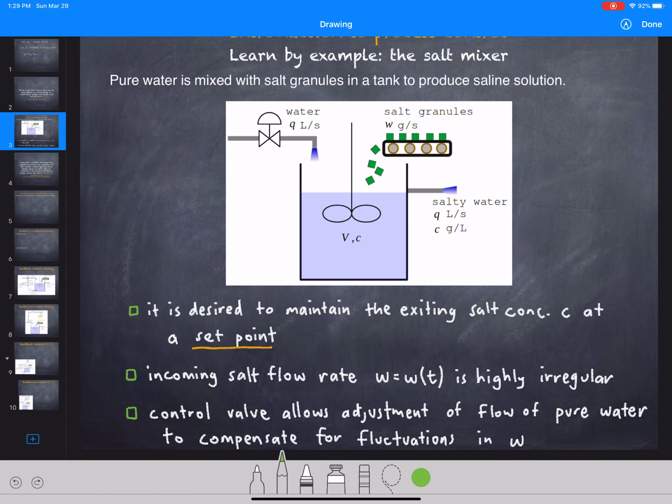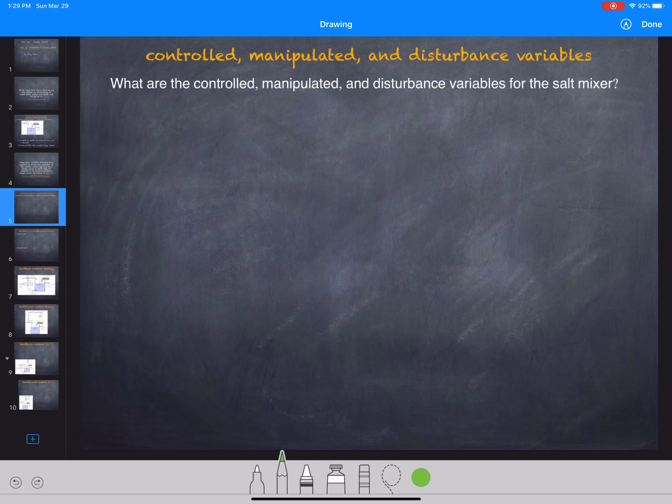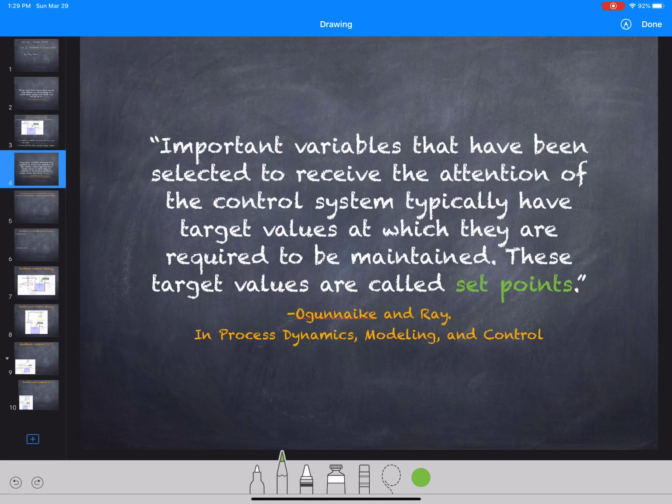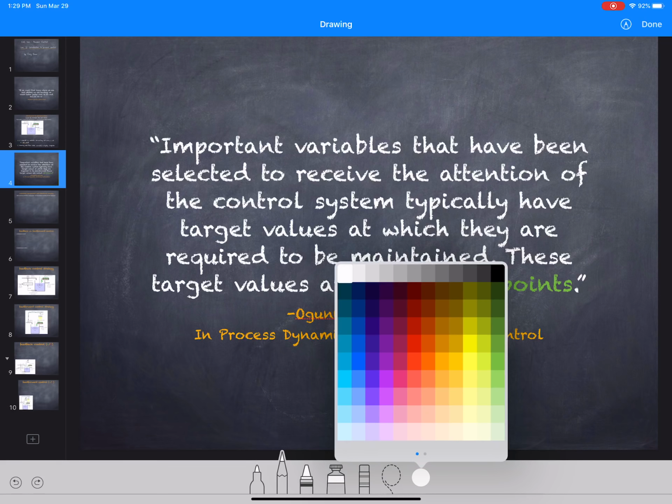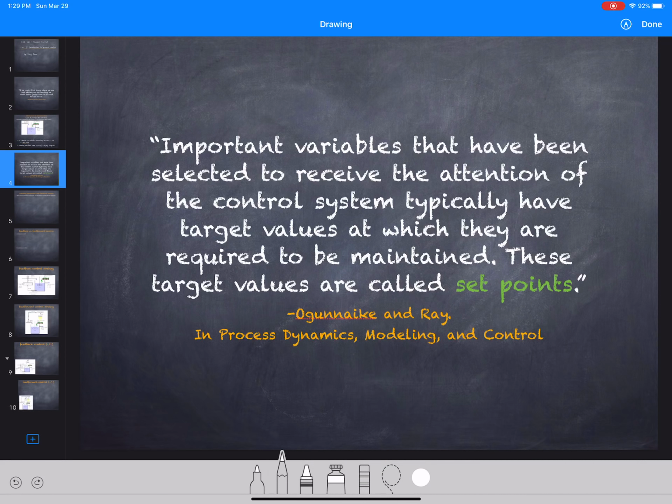Okay? And so with this setup, we can move on to describe the controlled, manipulated, and disturbance variables. And before I do that, I want to provide a quote that illustrates what a set point is in a more elegant way than I can provide. So this is a quote from a textbook. "Important variables that have been selected to receive the attention of the control system." So this important variable would be C, right? The salt concentration coming out, how salty it is. That's the important variable that has received our attention because we want to control it. And this variable has a target value at which we are required to maintain it. And so these target values are called set points.